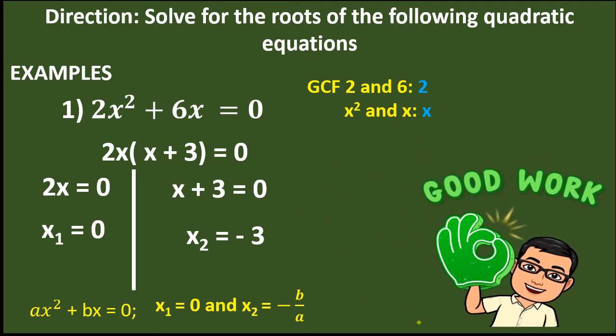So let us check if this is applicable. Negative b over a. In this case, we have 2x squared plus 6x equals 0. Our a is 2 and 6 is b. So let us substitute 6 to b, and 2 to a. So we have negative 6 over 2, and that is negative 3. So our x of 2, or the other root, is negative 3.